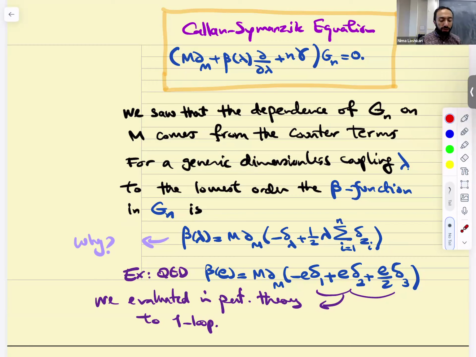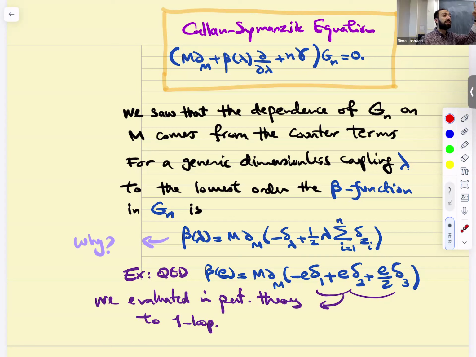For example, in the case of QED, we quickly ran through this equation, but it's just M dM, beta of E, right? The beta function for electric charge, because the coupling of QED is electric charge, the 3-point vertex. That's your lambda. It is M dM of minus E delta 1 plus E delta 2 plus E over 2 delta 3. If you recall, delta 1, delta 2, delta 3 were the three things that we introduced for the three divergent diagrams that we had in QED.